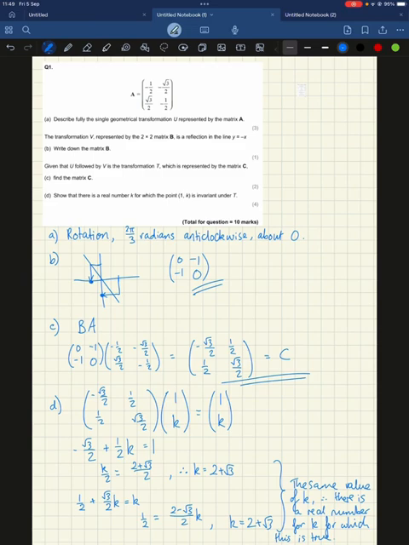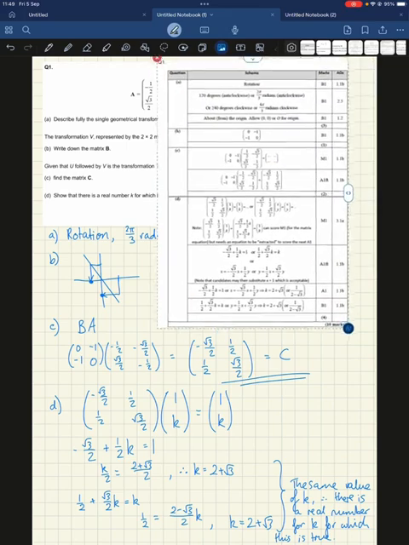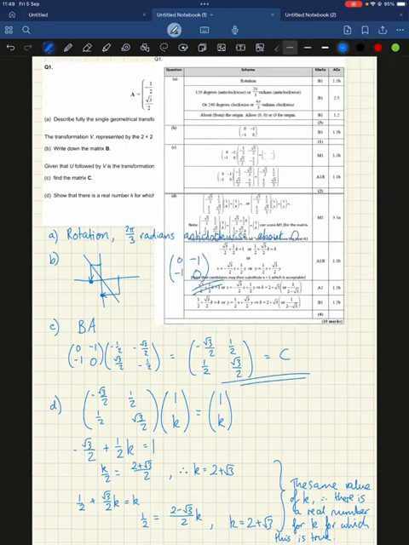Okay, now let's check the mark scheme. So we've done part B already. Now part C, minus root 3 over 2, a half root 3 over 2, minus root 3 over 2, a half root 3 over 2, yep. And D, k is 2 plus root 3, yep.